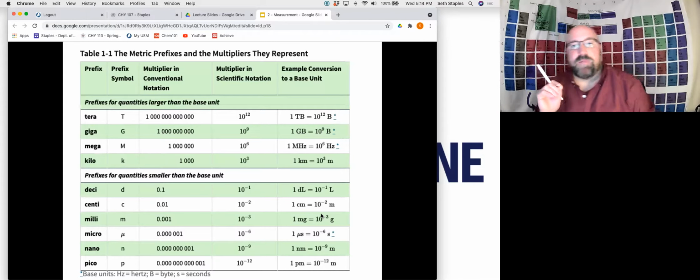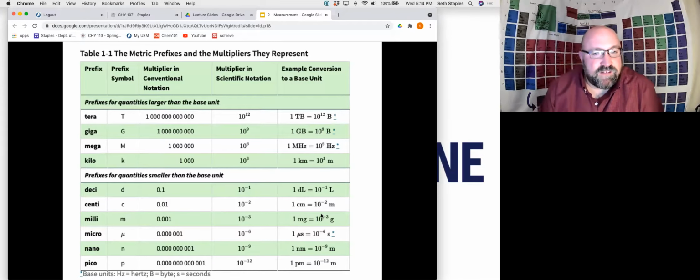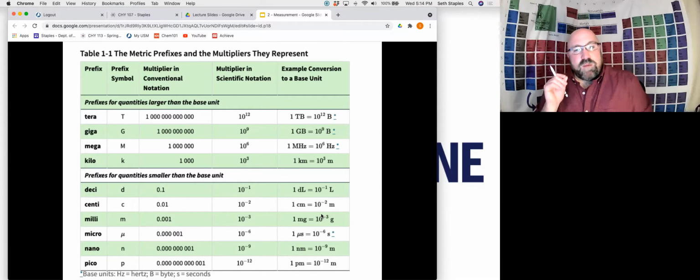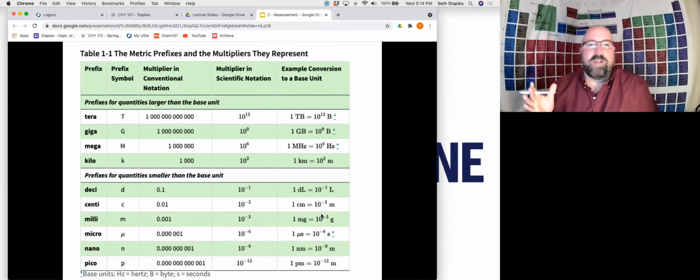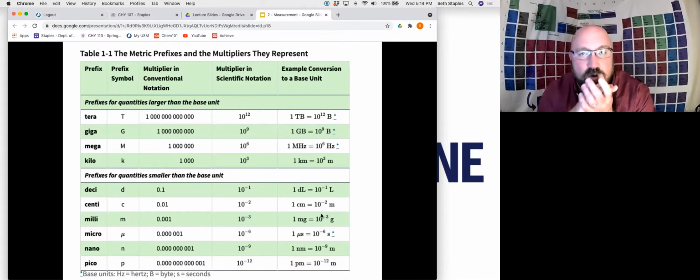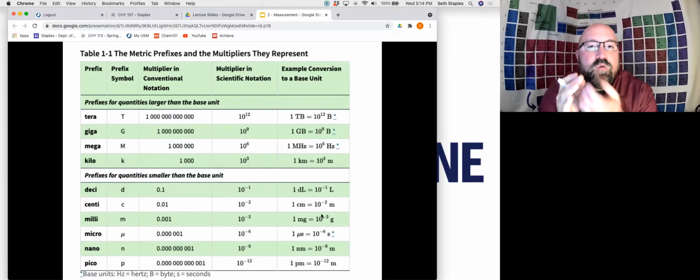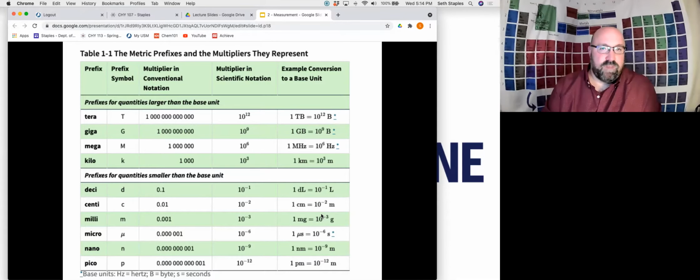A couple things to keep in mind with metric prefixes is that they can be used with any base unit. If we're working with grams, we can talk about kilograms, centigrams, milligrams, and so forth. With liters, centiliters, milliliters, kiloliters. Seconds can be kiloseconds, microseconds, nanoseconds, and so forth. It doesn't matter what unit we're using. We can attach metric prefixes to any of them.